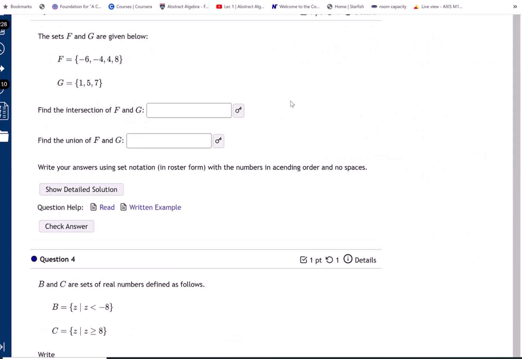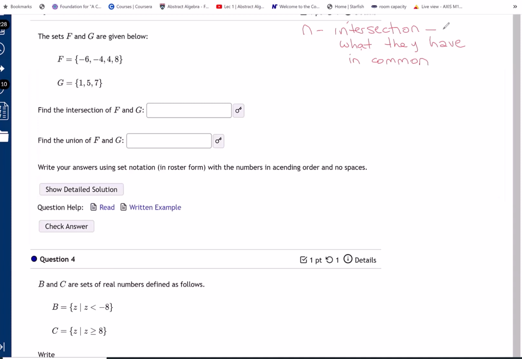Question 3. We have these sets, F and G, and I want to find the intersection. Remember the intersection, what they have in common. Think about an intersection in a road. It's where the two streets meet. It's what they have in common. They have nothing in common.